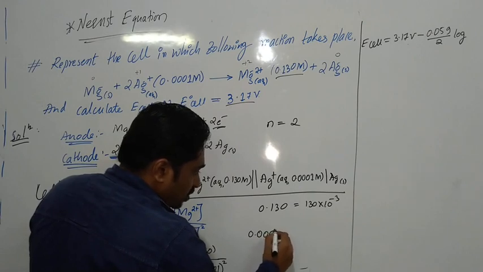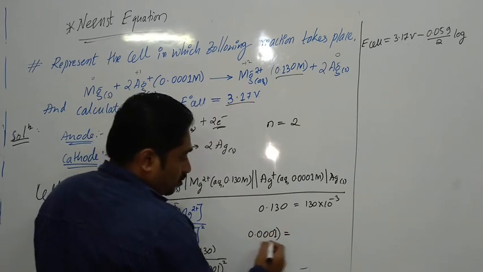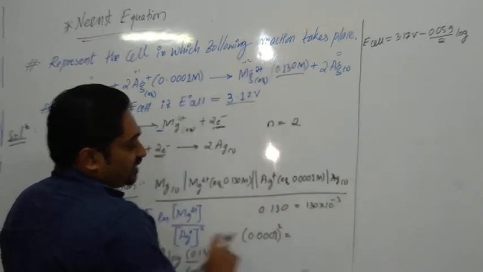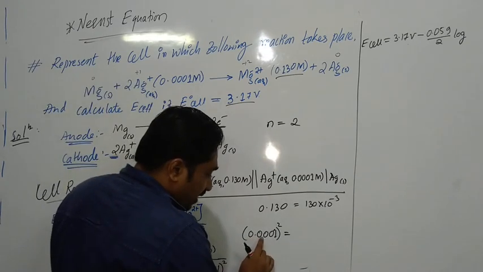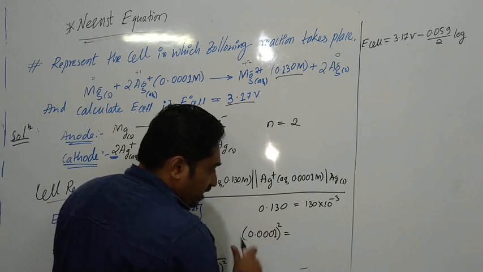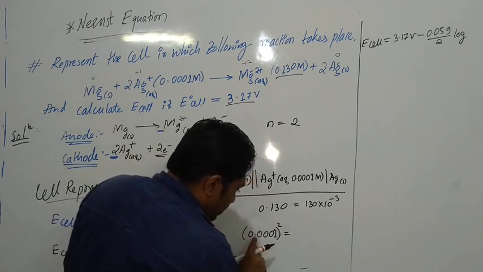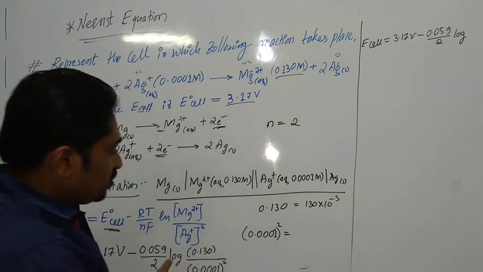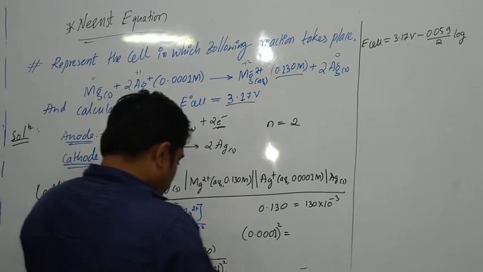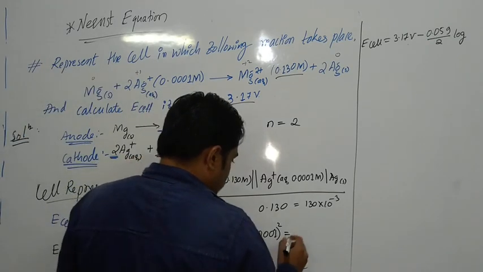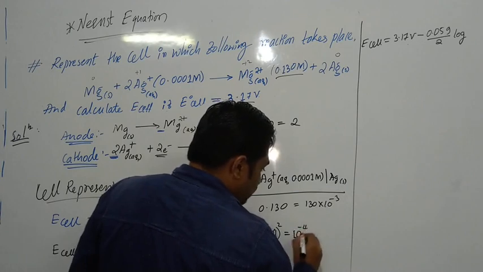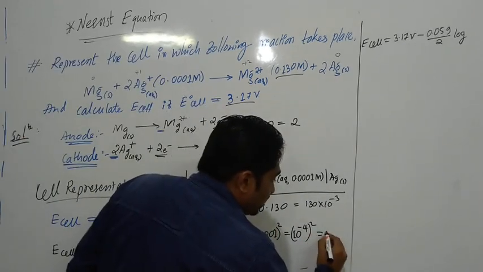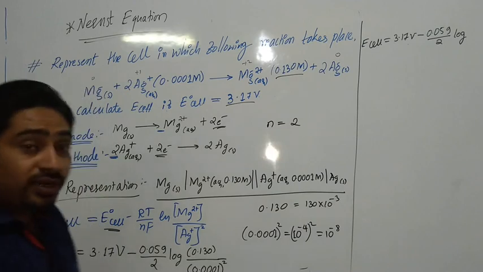Now this one, 0.0001. First we will write this whole square. If the decimal point is moved towards the right, 10 to the power minus 1, minus 2, minus 3, minus 4. So it becomes 10 to the power minus 4 whole raised to square. Whole square means 10 to the power minus 8.